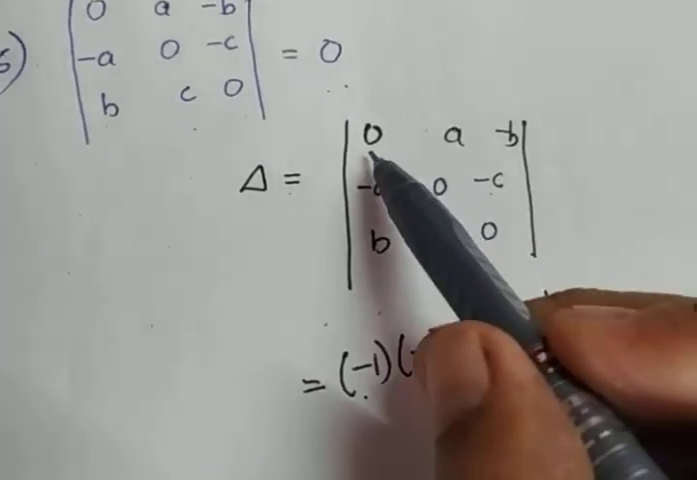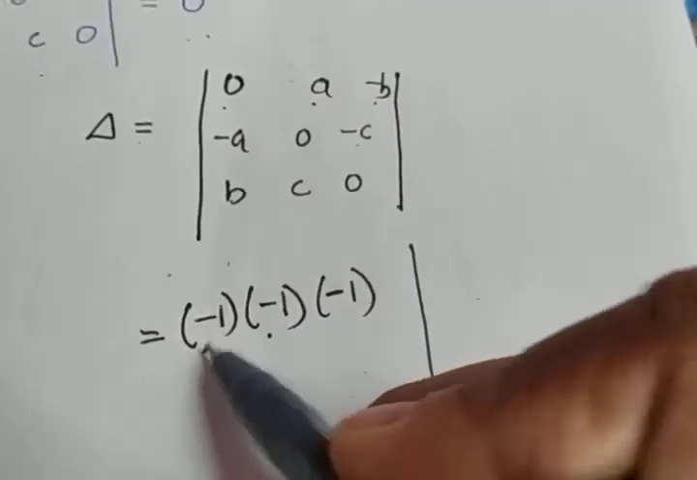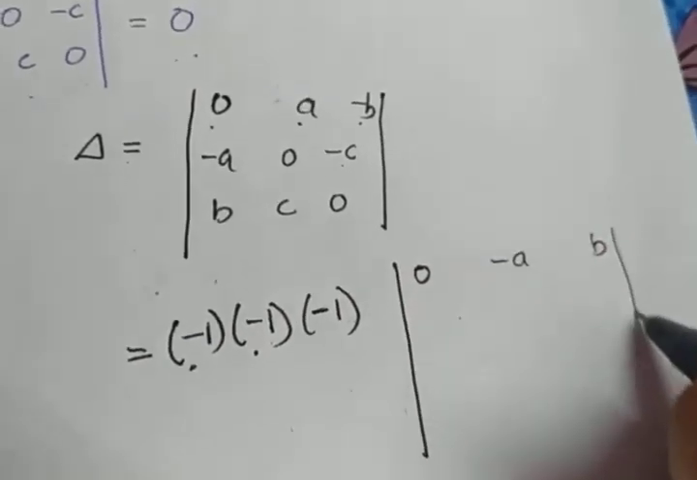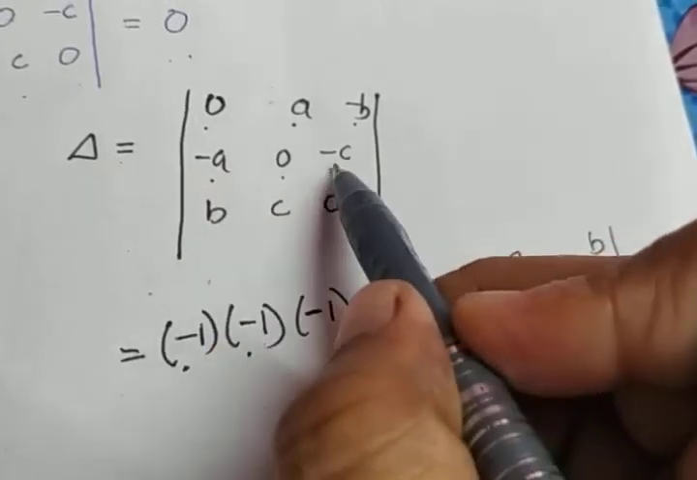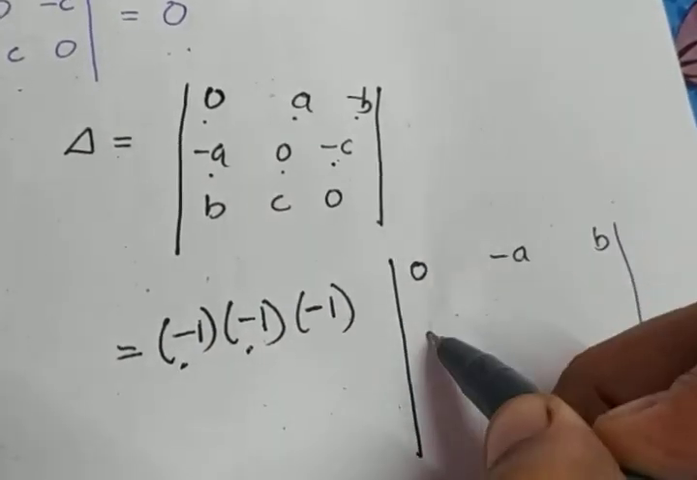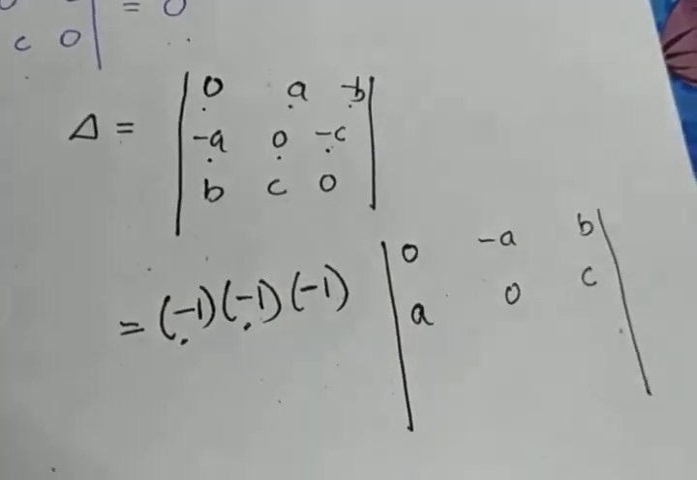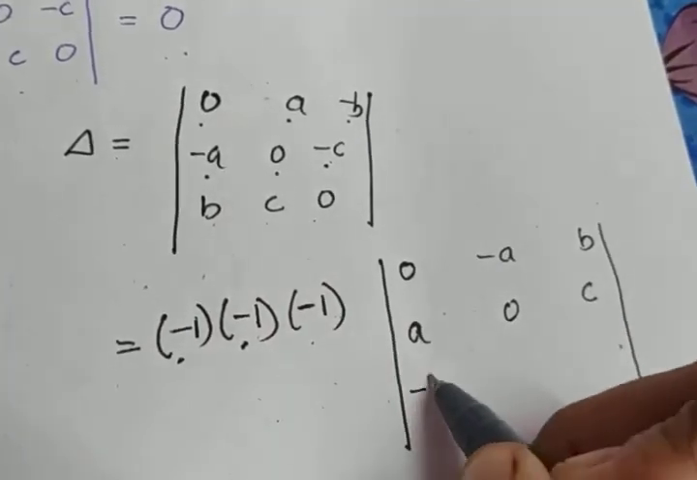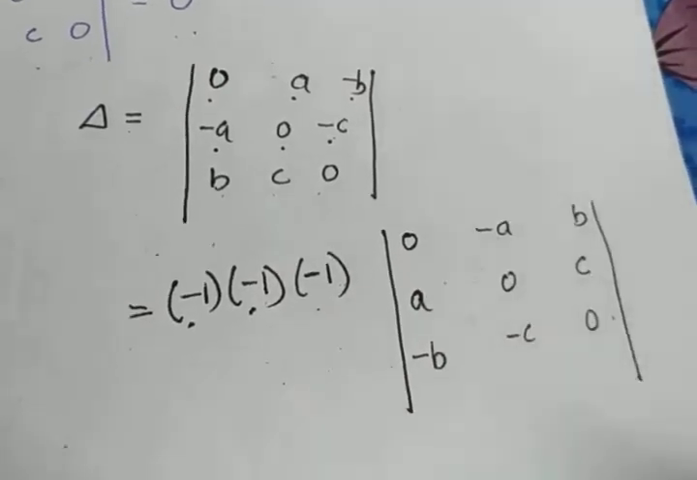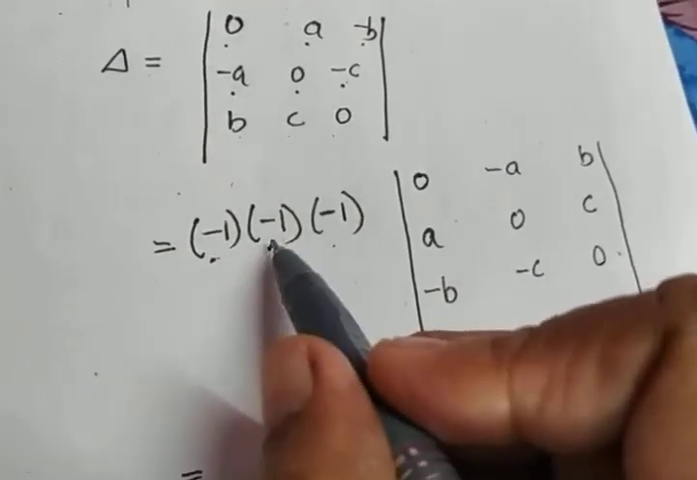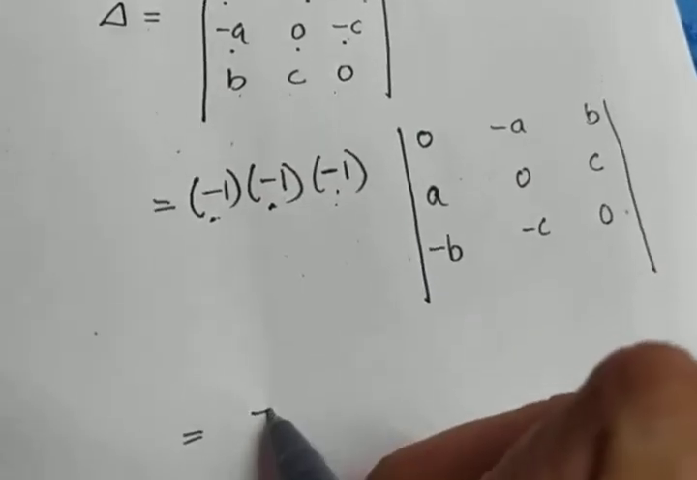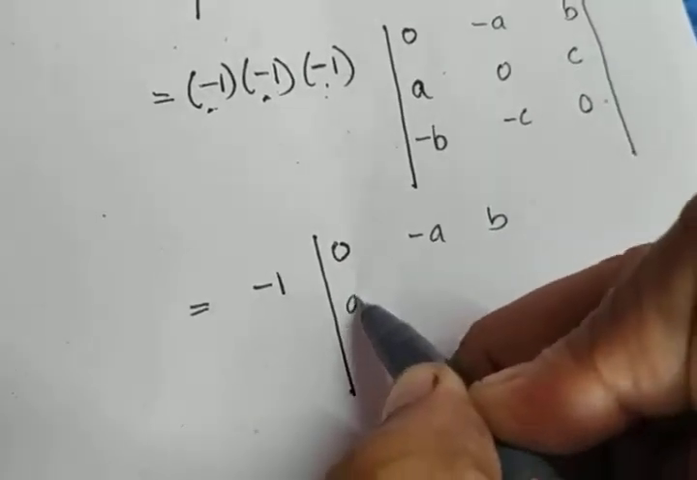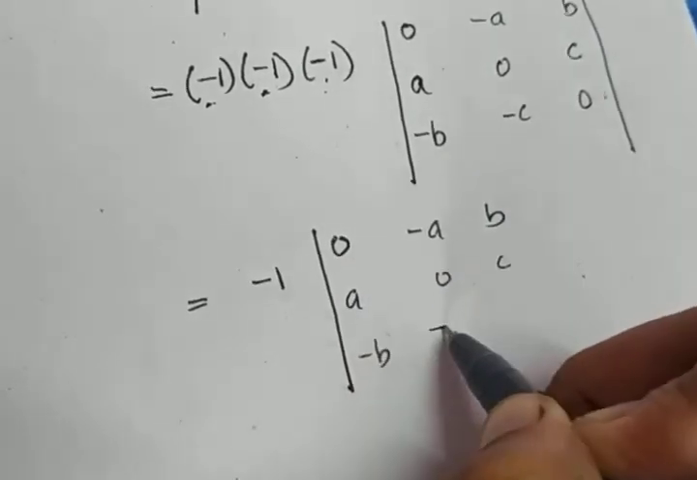So already the row is 0, a, minus b. I took a negative outside, so the first row will be 0, minus a, b. Second row was minus a, 0, minus c. We took a negative outside, so that row becomes a, 0, c. Third row is b, c, 0 and I took a negative outside, so the third row becomes minus b, minus c, 0. And what is minus 1 into minus 1 into minus 1? It will give you negative 1 into the determinant 0, minus a, b; a, 0, c; minus b, minus c, 0.